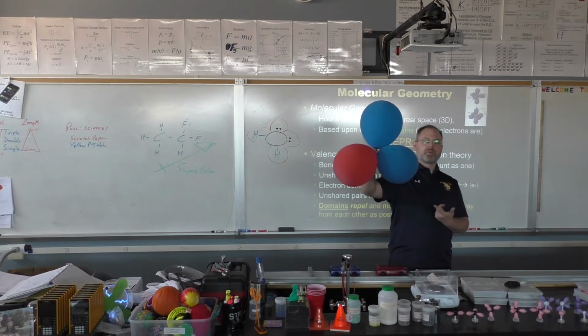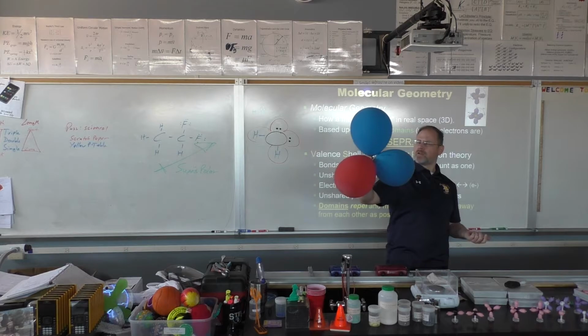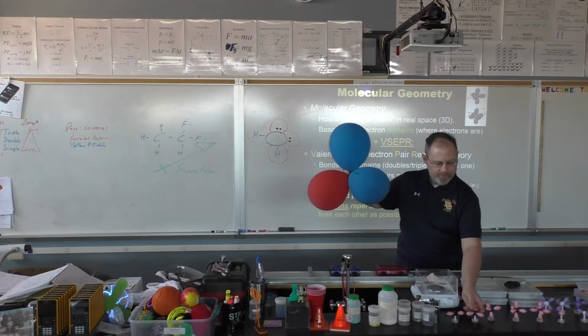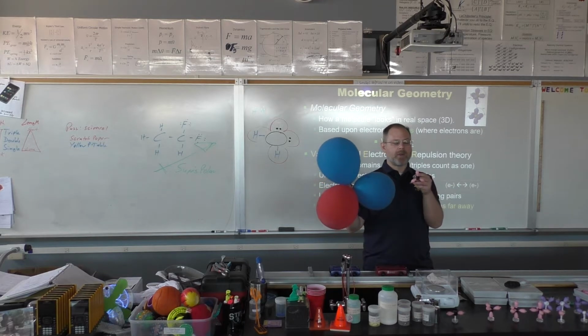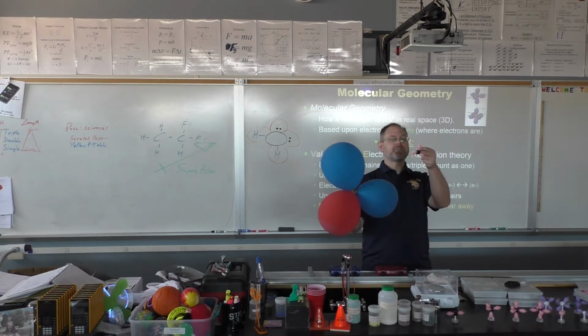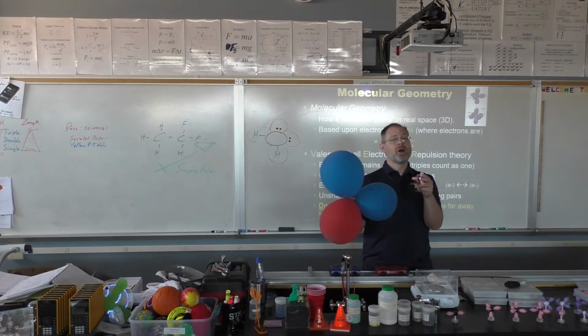What would you call this shape? Triangle. A triangle, right? Like the Mercedes symbol is a triangle. So if you have three domains and they want to orient themselves as far away from each other as possible, they make a triangle. But because this is a three-dimensional phenomenon, they make a triangle in the same plane. So we call this trigonal planar.